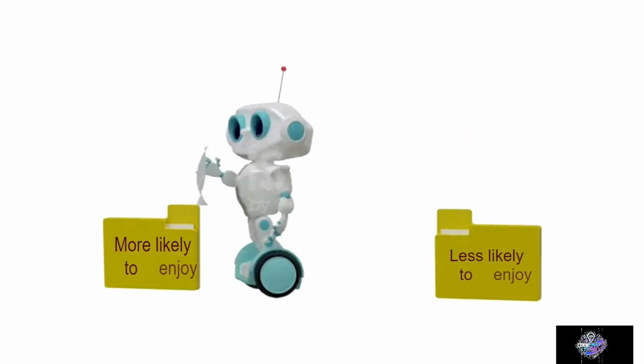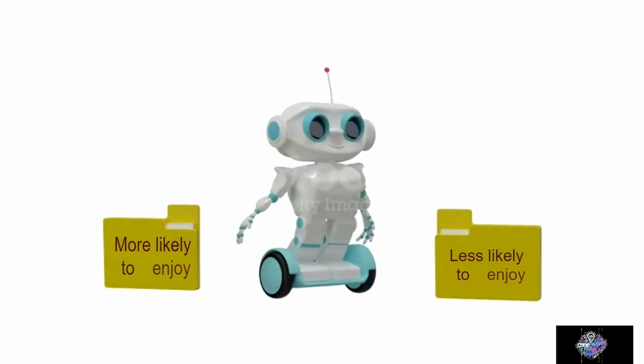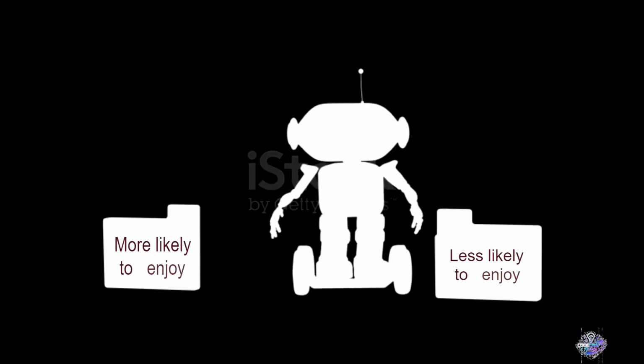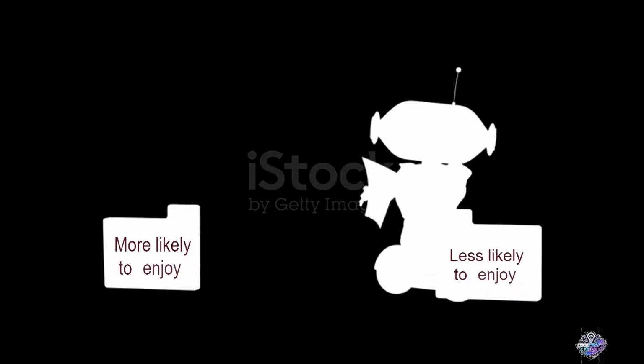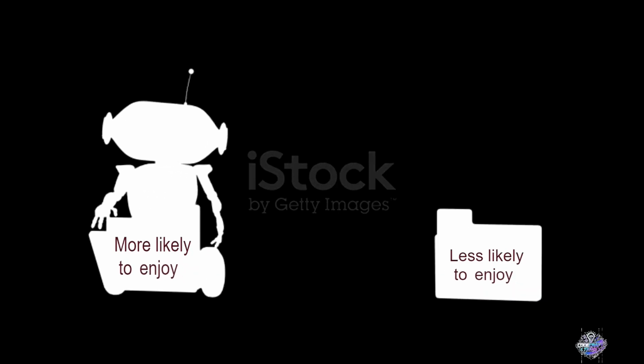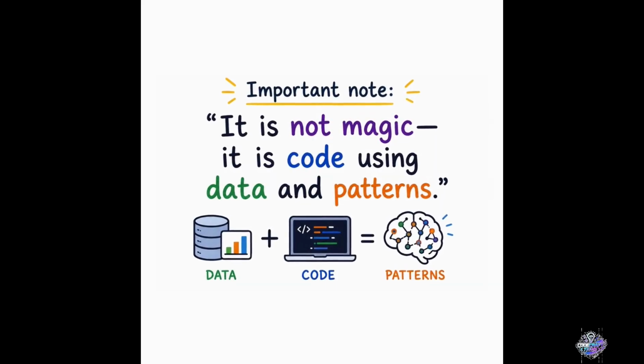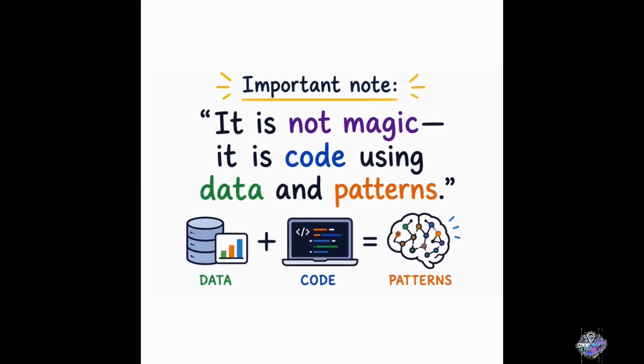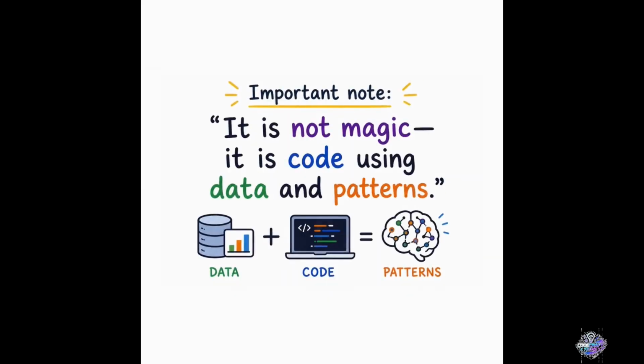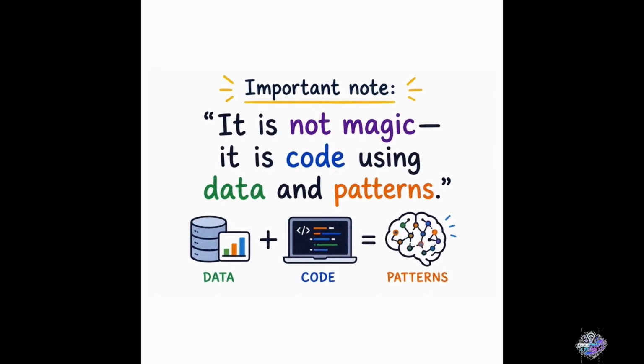Simple comparison. The algorithm is like a smart DJ choosing songs it thinks you'll enjoy. Important note. It is not magic, it is code using data and patterns.